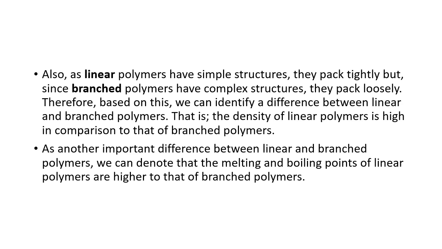Also, as linear polymers have a simple structure, they pack tightly. While in case of branched polymers, because they have a complex structure, they pack loosely. They may have short branch chains or long branch chains, but they are not compact. That's why they pack loosely. Therefore, based on this, we can identify a difference between linear and branched polymers. That is, the density of linear polymer is high in comparison to that of the branched polymers.